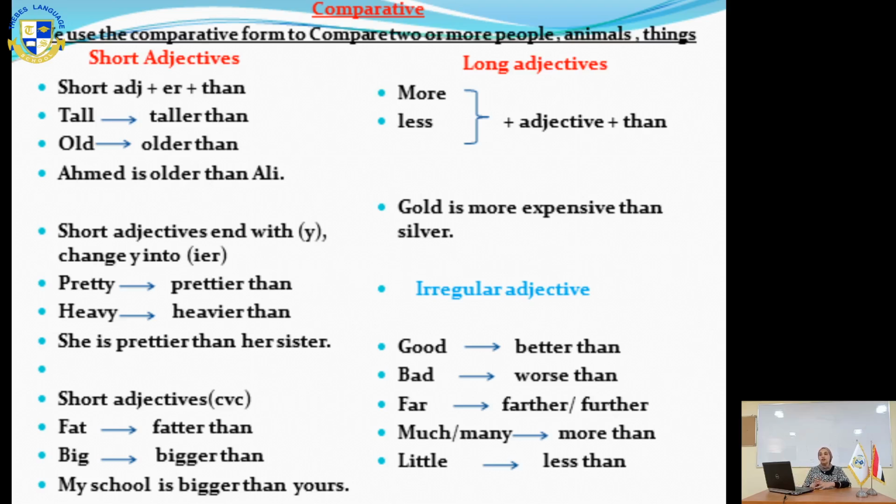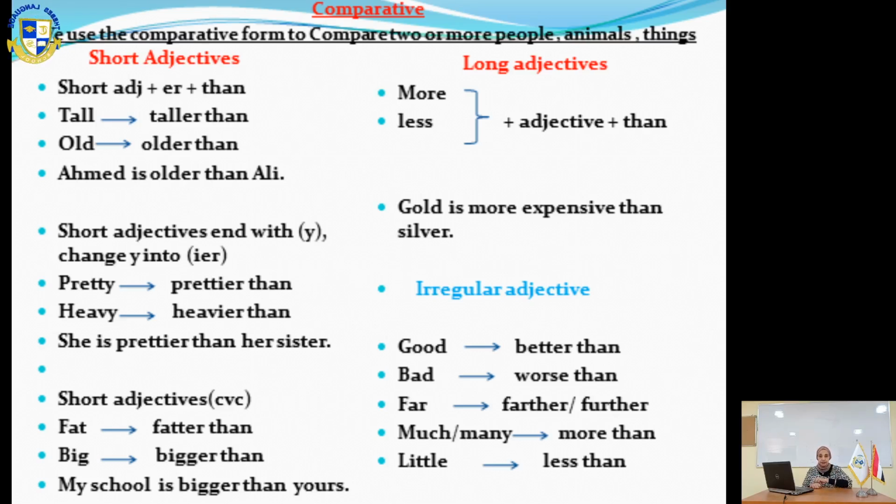Now we have long adjectives. What does it mean, long adjectives? It means that we have more than one syllable. For example, when we say old, it's only one syllable. We say it only once, one time, for one shot. But when we have more than one syllable, for example, we have this adjective, expensive. So this is 3 syllables.